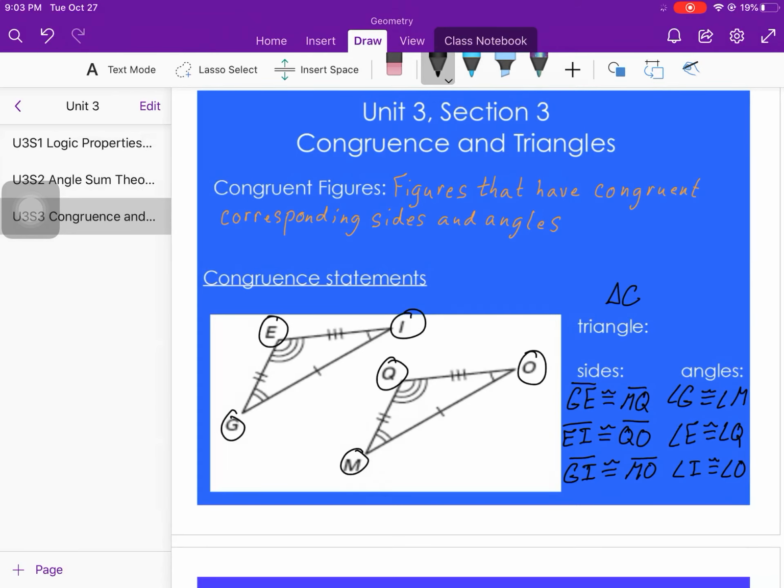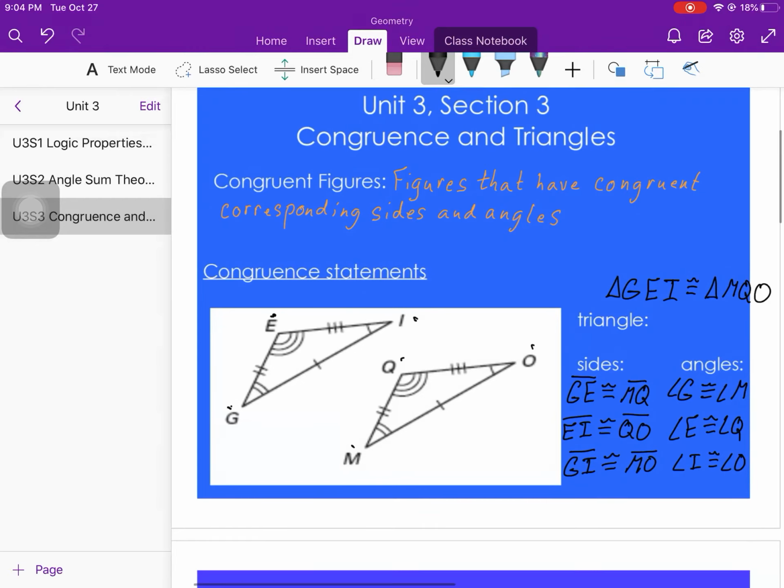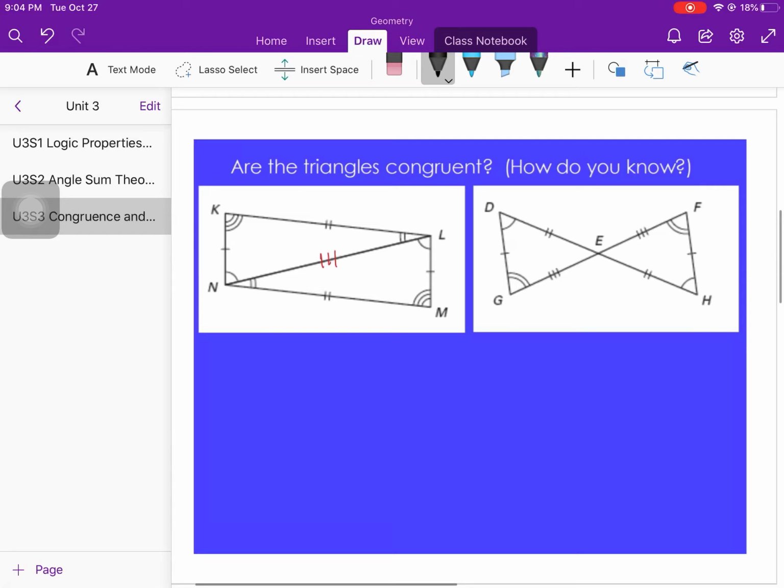So how that looks is, I'm going to write it up here. Triangle GEI is congruent to triangle MQO. Now it's important that we use the proper order when naming the triangles. GEI is the order that I want because M corresponds to G, Q corresponds to E, and O corresponds to I. So I have to make sure that those match up with each other.